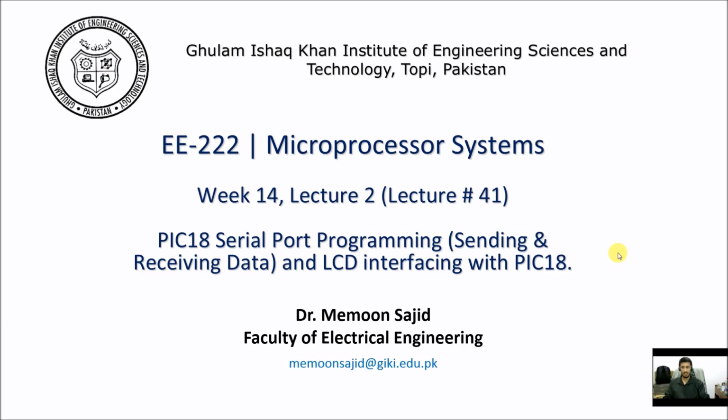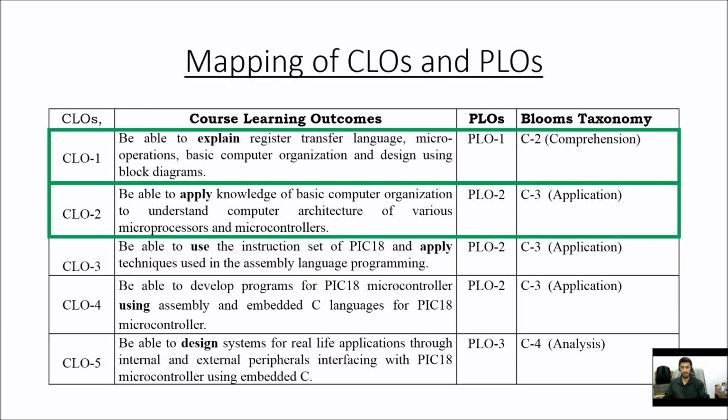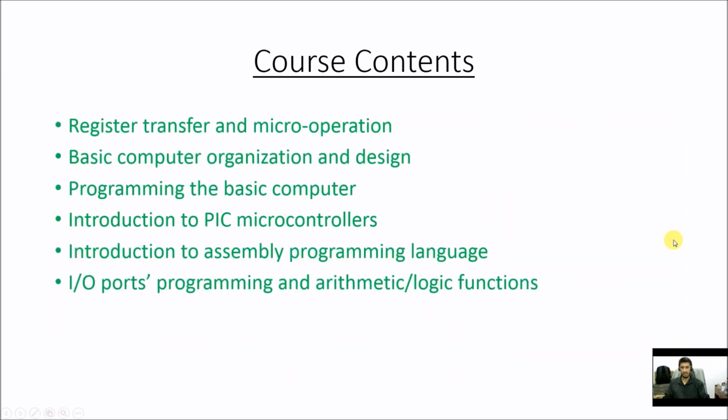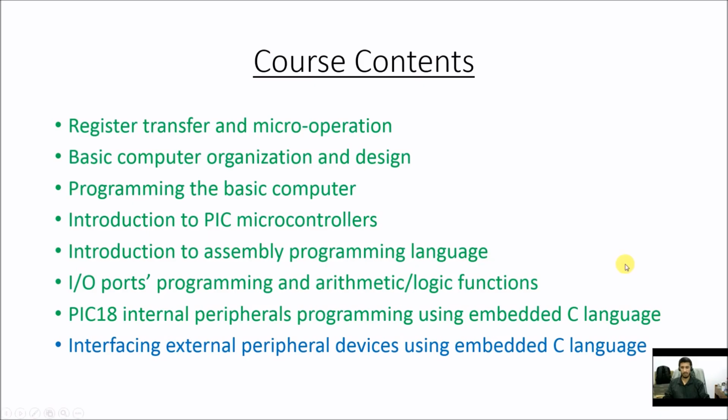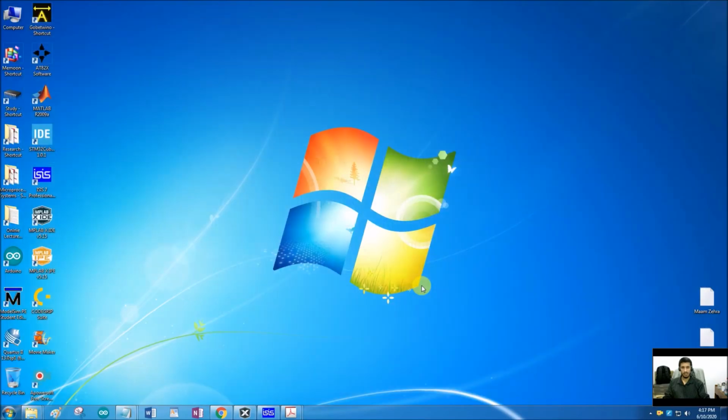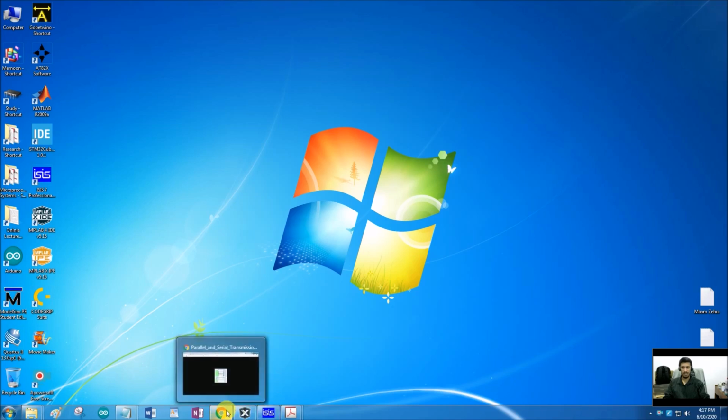This lecture belongs to CLO number 5 of your course, that is Design and Analysis, Development of Code for Real Life Applications. And this is our last topic of the course, interfacing of external peripheral devices using embedded C language. So let's start with what actually is serial communication.